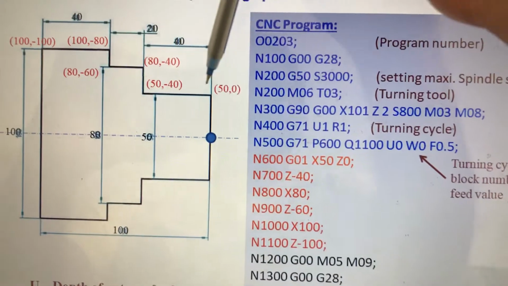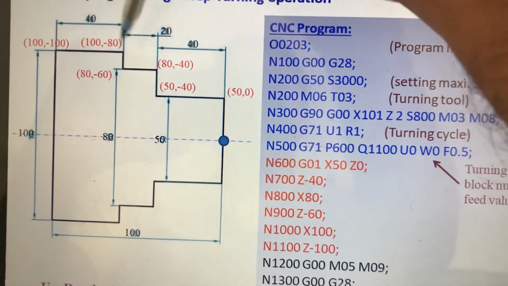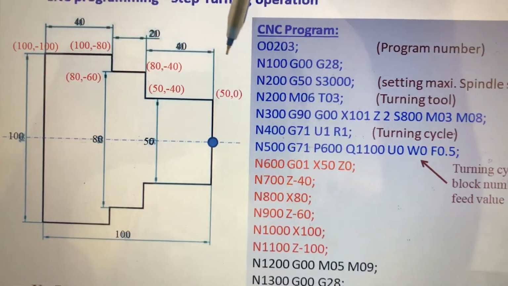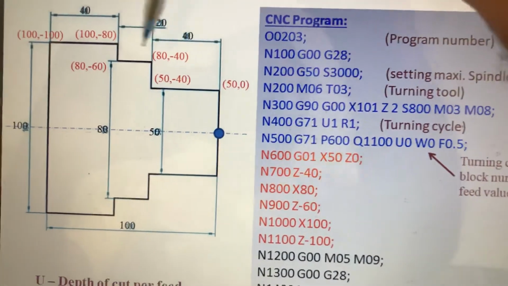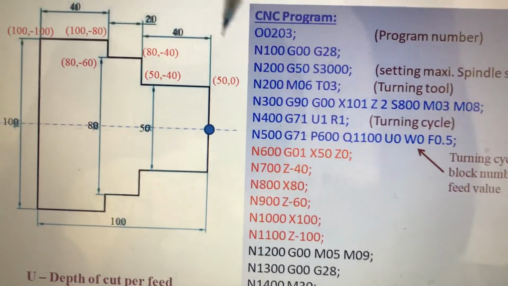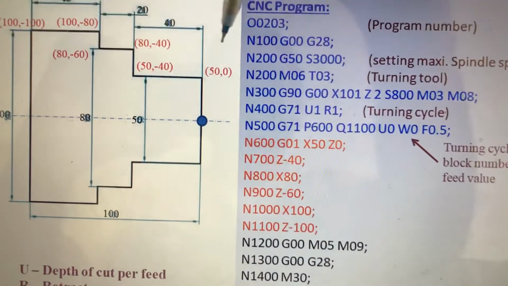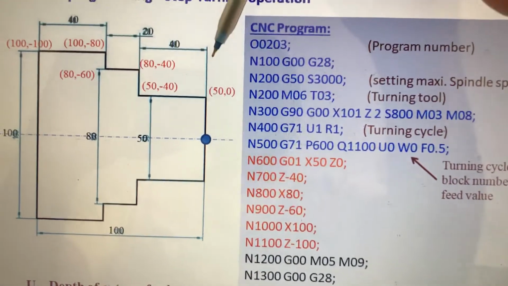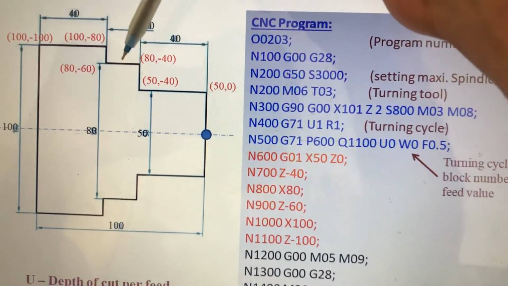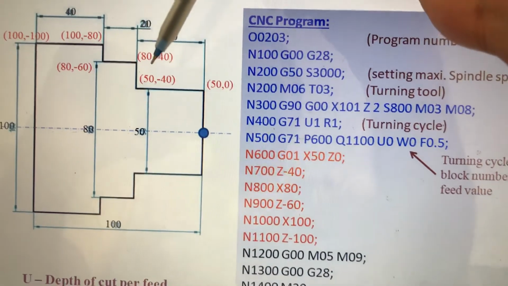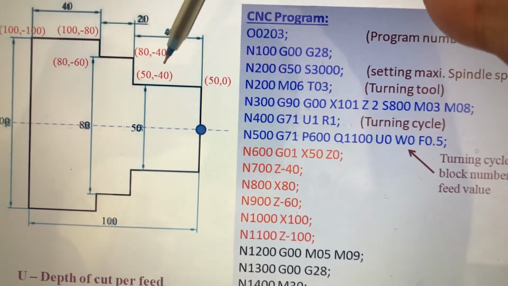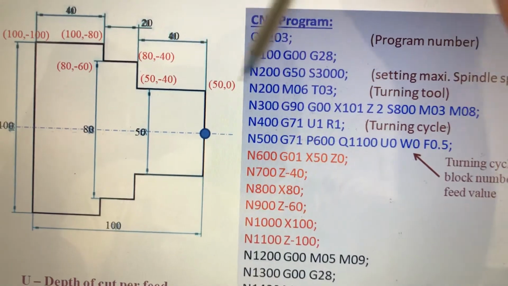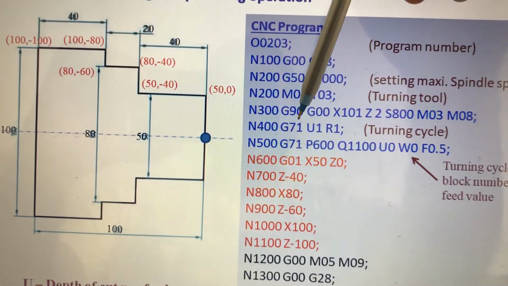But in one stroke, it is difficult to make a cut like this. So the tool will have to cut piece by piece, small, small, small, like this. It repeats. This is called a cycle. This is called a turning cycle. Once you give the coordinate points, and if you use the command called turning cycle, the command for turning cycle is G71. I have given you here G71.